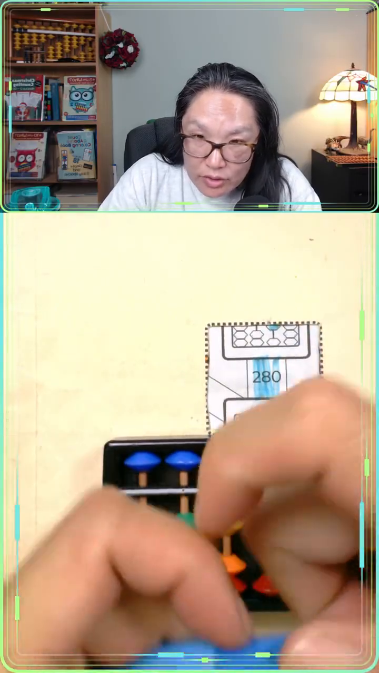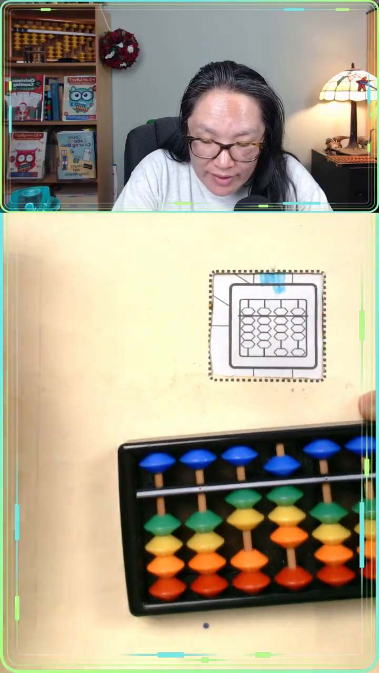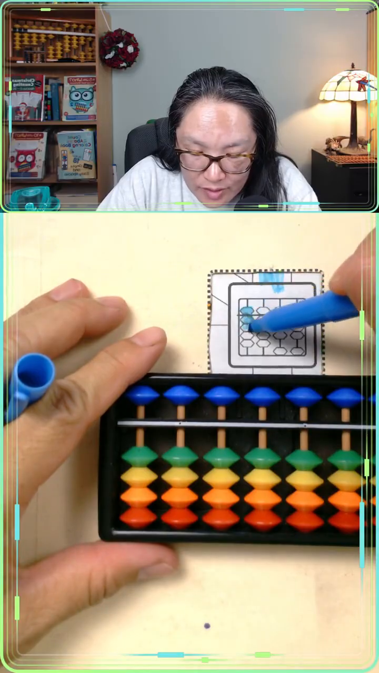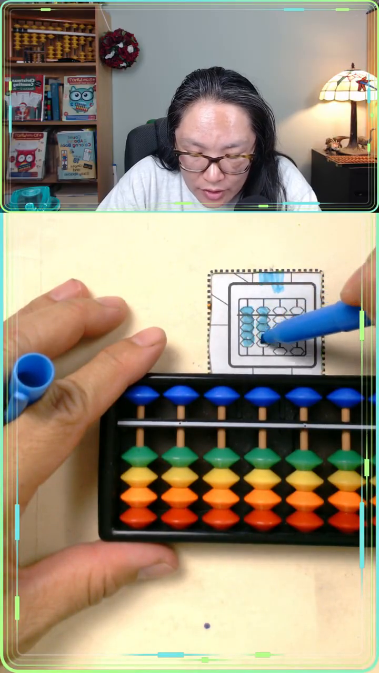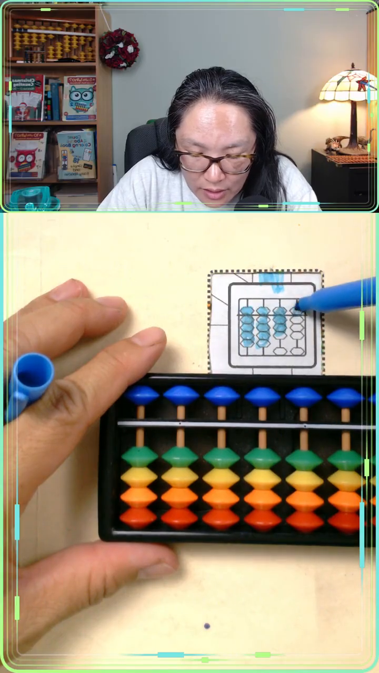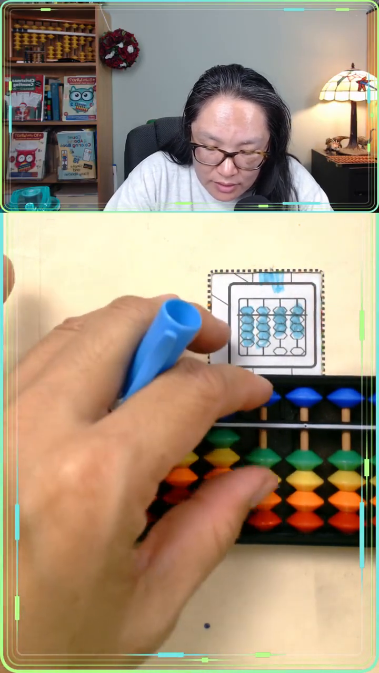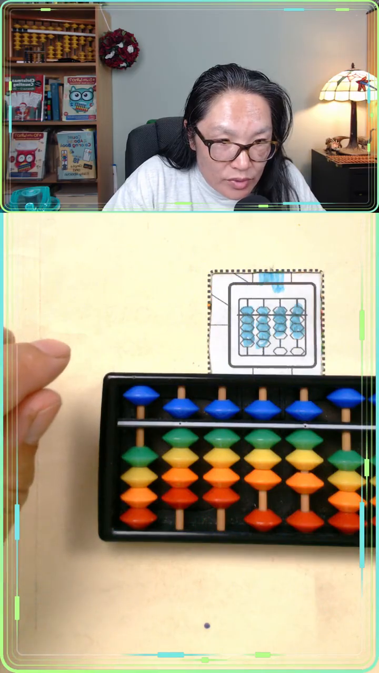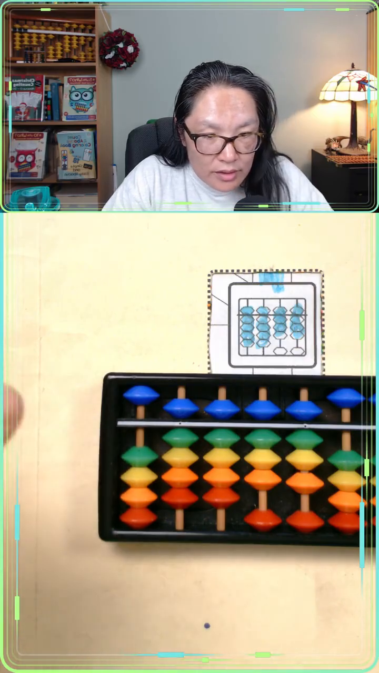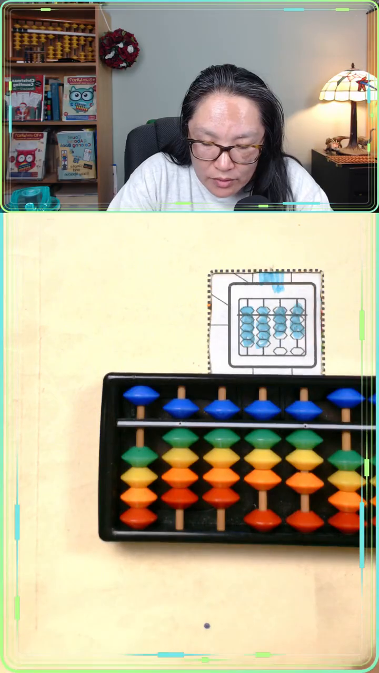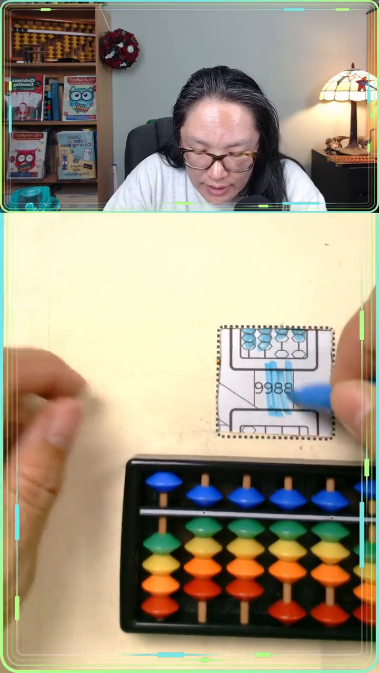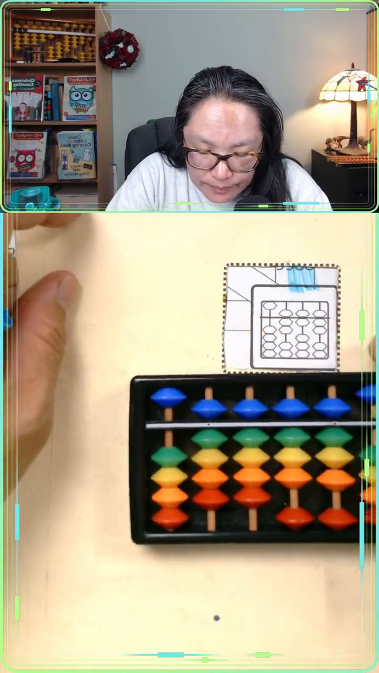Okay, so 280, and then hopefully by then you can get into some adding, subtracting, multiplication, and division. But let's see what we can do. So we have our thousands, our hundreds, our tens, and our ones. What number do we think this is? Whoa, see? Good job. Thank you. Okay. So we have 9,988.